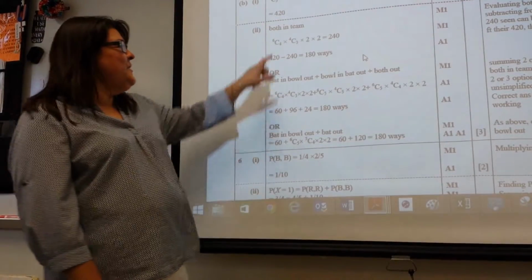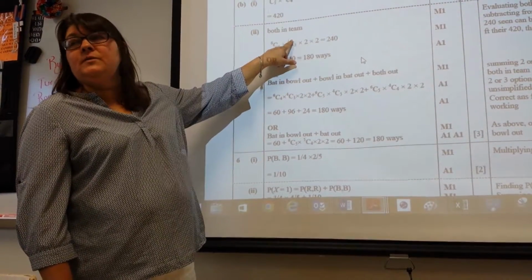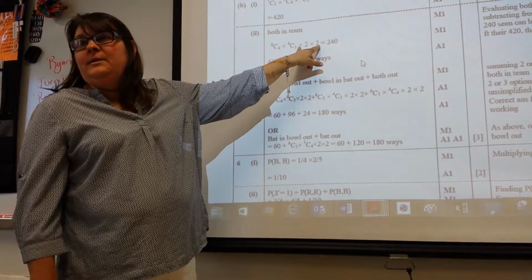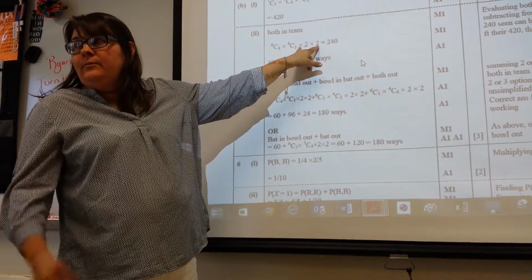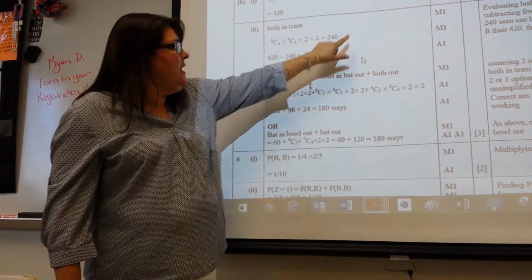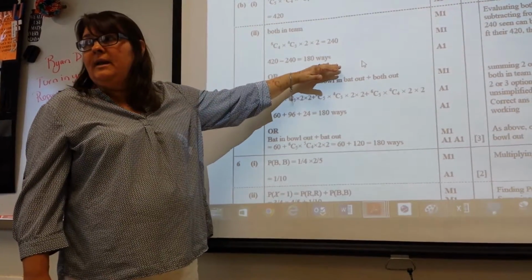Just kidding. So you have 6 choose 4, and then 4 choose 3, because you're reducing from the grouping. And then why the 2 times 2? Because you still have to choose one wicket, whatever that is, and one of the others. And if you multiply that all together, you get 240 ways that could potentially happen. Subtract it from the 420, and that's your 180.